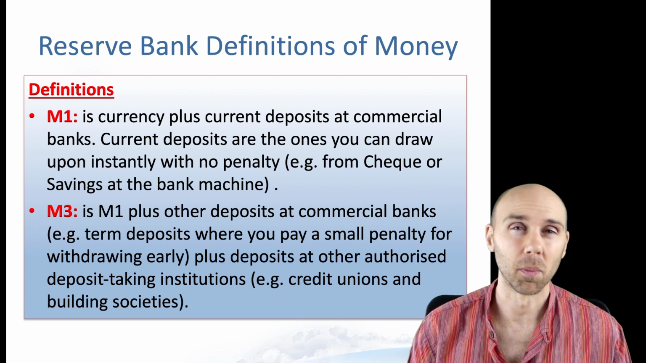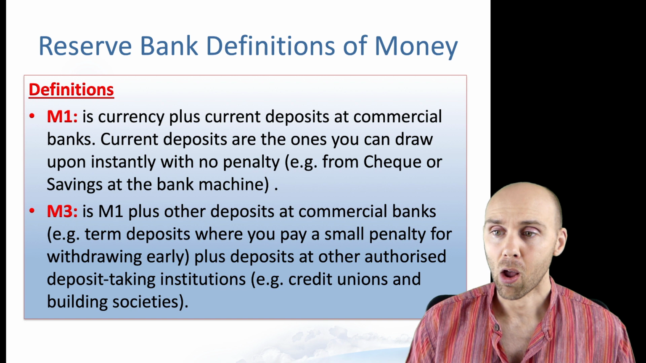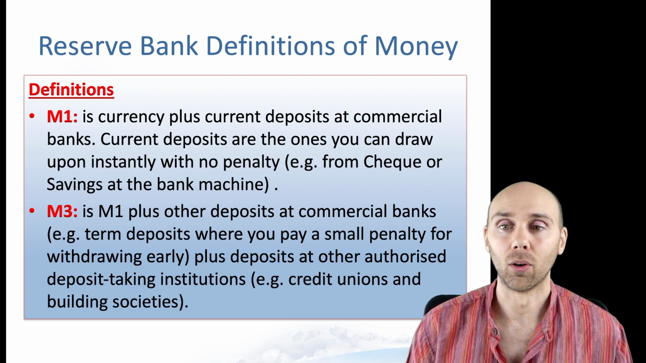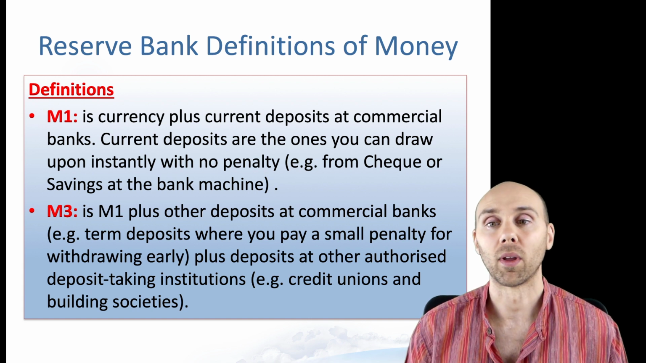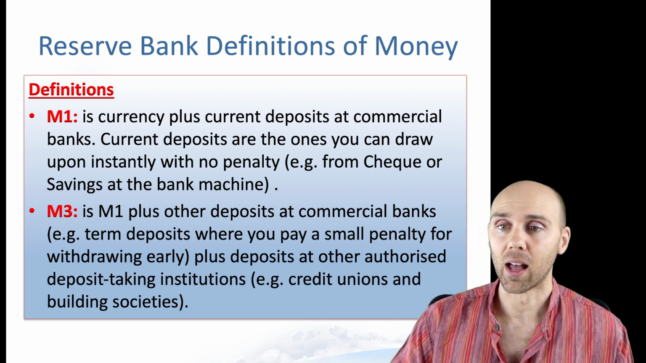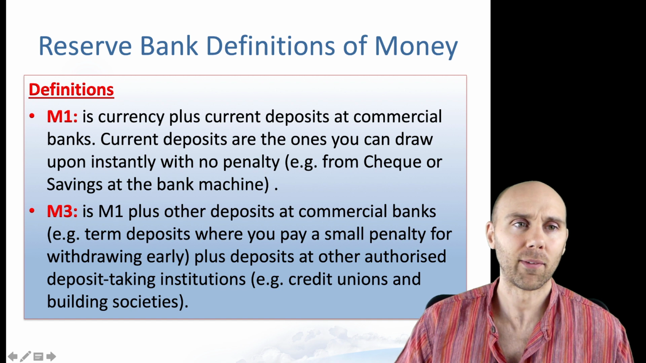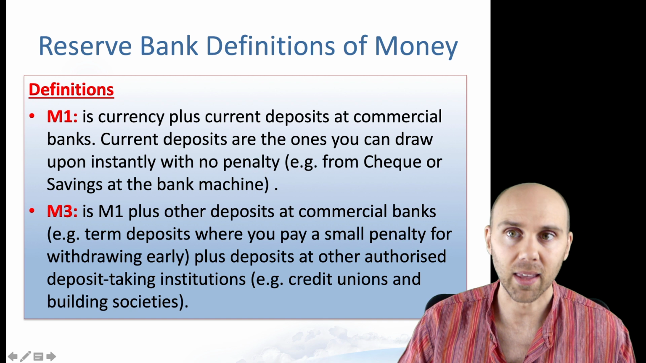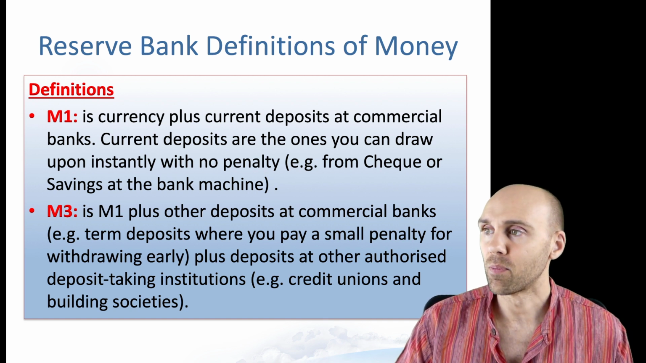Things like term deposits, for example. So typically you'd have to pay a small penalty there. When we add up those sort of things, plus deposits at other authorized deposit-taking institutions such as credit unions, we get to what's called the M3 stock of money. So if we're interested in questions that don't depend on people being able to pay instantly, then we might be more interested in M3.